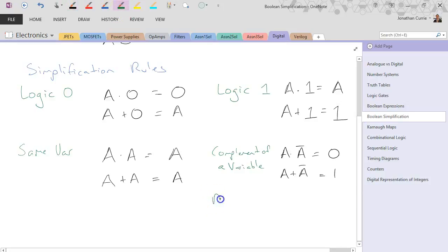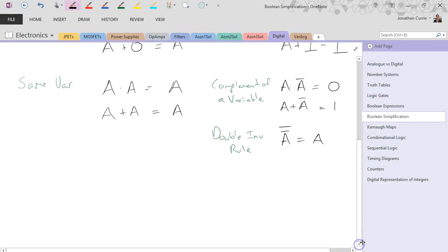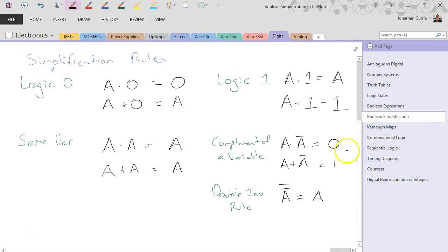And then finally our double inversion rule. It states that NOT NOT A is the same as just A. You've got rid of effectively the inversion. Invert it once, 0 goes to 1, invert it again, 1 goes to 0, you're back where you started. All of these rules you should be able to prove to yourself. If they're not directly obvious, try reasoning them out by drawing truth tables. They should all intuitively make sense to you going forward.